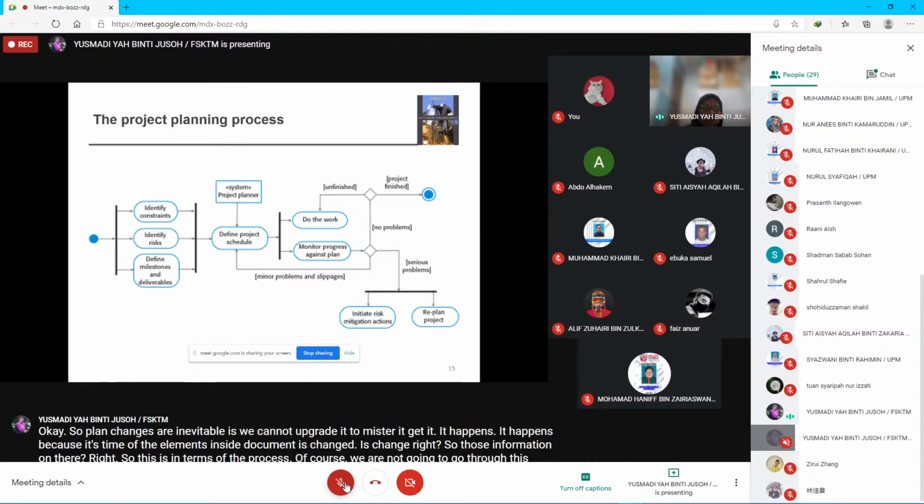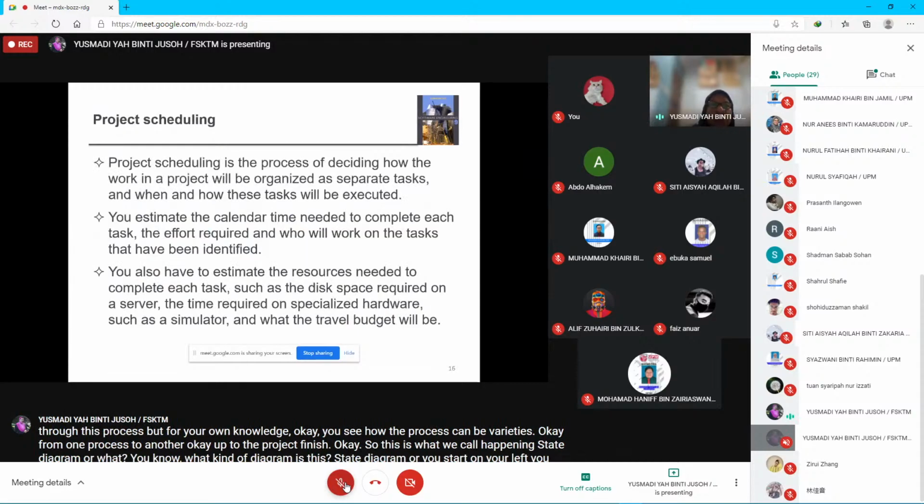What kind of diagram is this? A state diagram or what? You start on the left and finish on the right. The circles show the sub-activities involved. Project scheduling means deciding how the project work must be organized into separate tasks, and when and how these tasks will be executed.